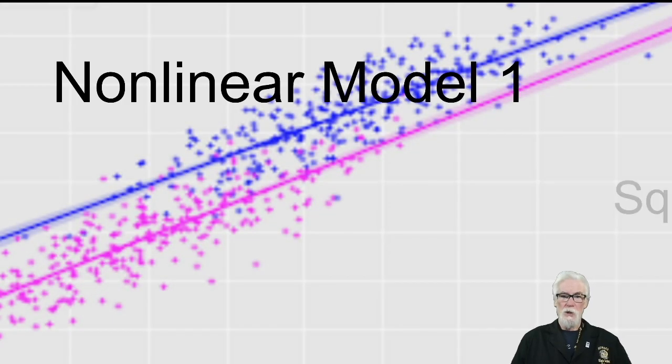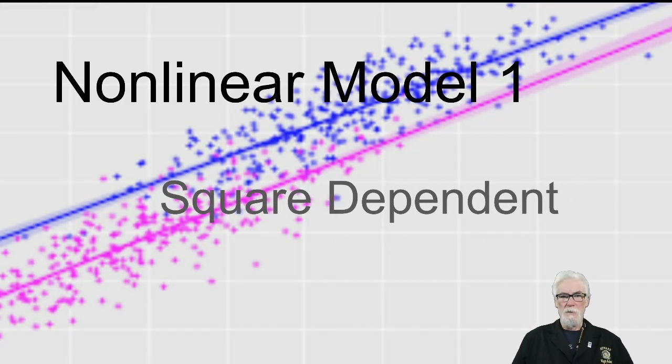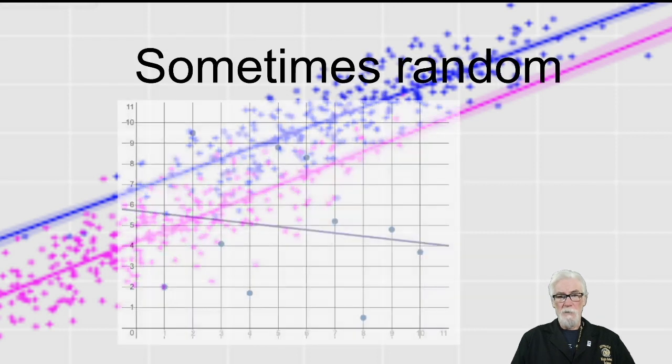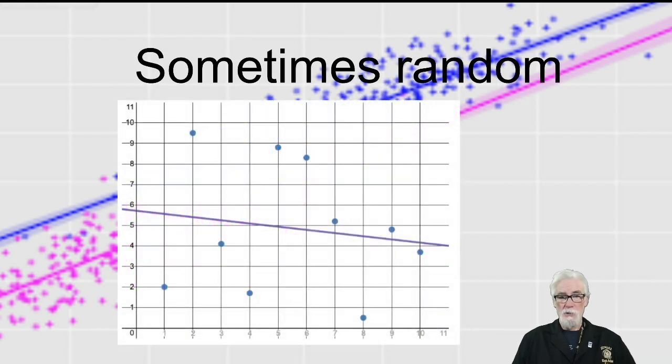Our first nonlinear model is called a square-dependent model. And as we go through this video, hopefully you'll come to see why we call it that. So what do we do if a line isn't a good model? Sometimes a line isn't a good model because the data is just random and there isn't any relationship that would be a good model for the data. This would be an example here. This scatter plot shows a really weak linear correlation, but basically these points are all over the place and probably you will not be successful making any kind of a model.